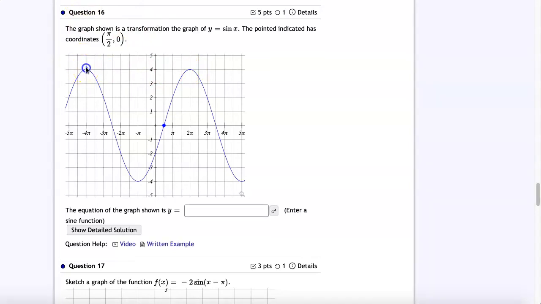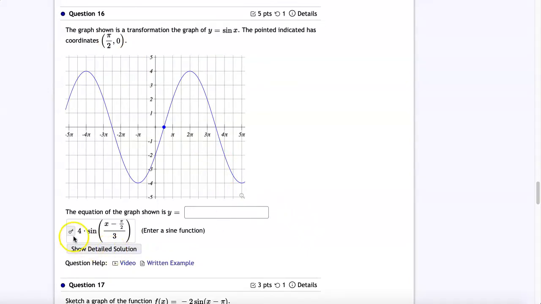So noting that I have a period of 6 pi, sorry, that's supposed to be a 6 pi, that I have an amplitude of 4, and that I have a shift to the right of pi halves, then my final answer is going to be 4, that's your amplitude, sine of, and you can write this in a different way. Let me show you an alternative way of writing it.